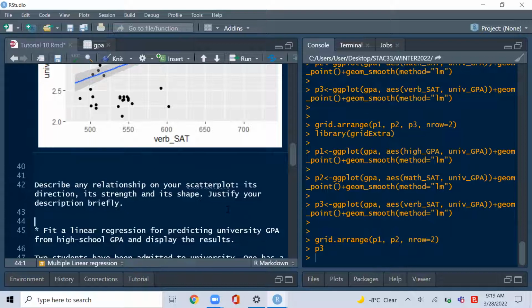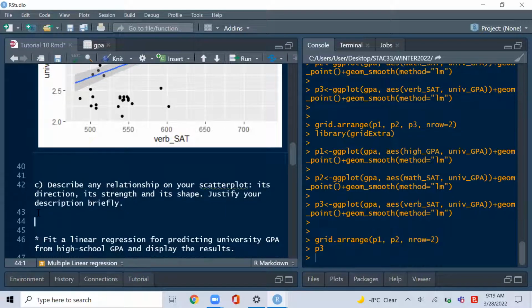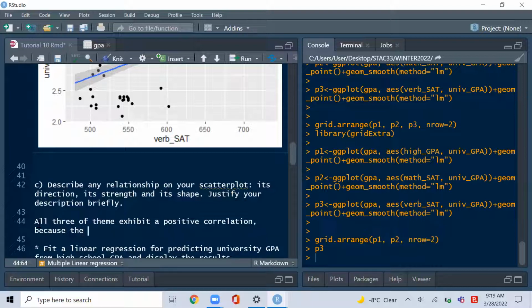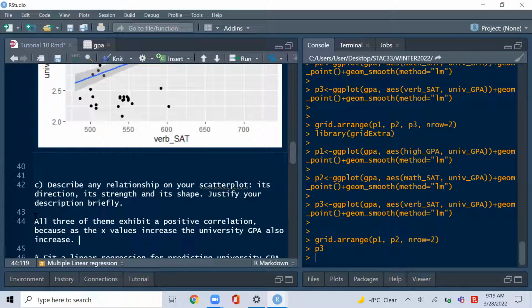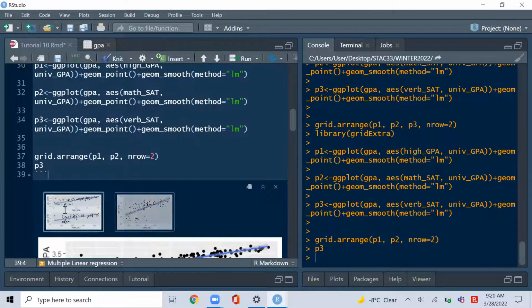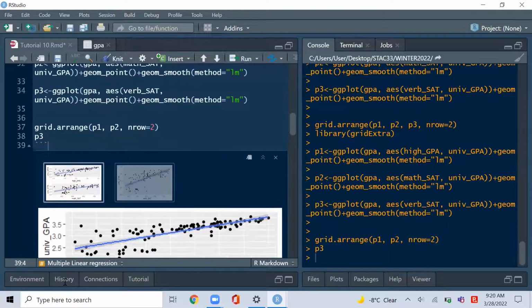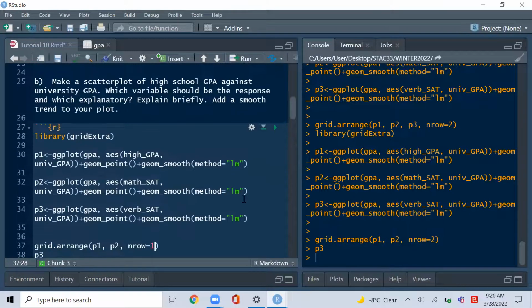So what you can see in general is that all 3 of those things exhibit a positive correlation, because as the X values increase, you can see the university GPA also increases. When I say the X values, I mean that it could be verbal SAT, math SAT, or high school GPA, but you can see in all the graphs that there's something trending in the positive direction for all of them. I should probably just make this like this.